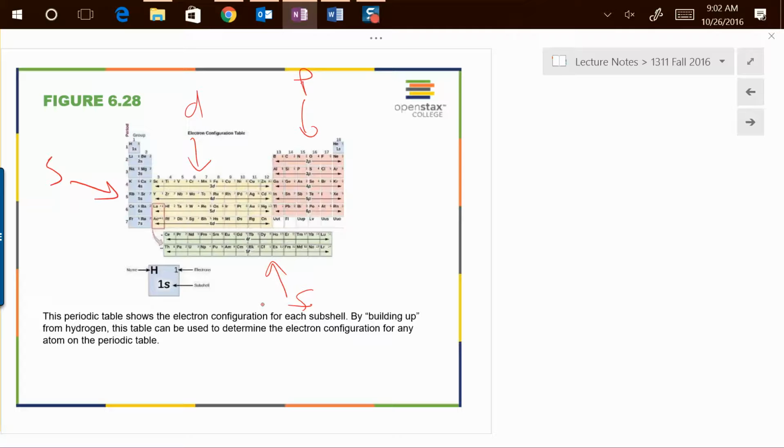Selenium is 4P, 1, 2, 3, 4. Selenium is 4P, 4. Okay? Nickel is 3D, 1, 2, 3, 4, 5, 6, 7, 8. 3D, 8. Those are their positions as they're found on the periodic table. Okay? All right.